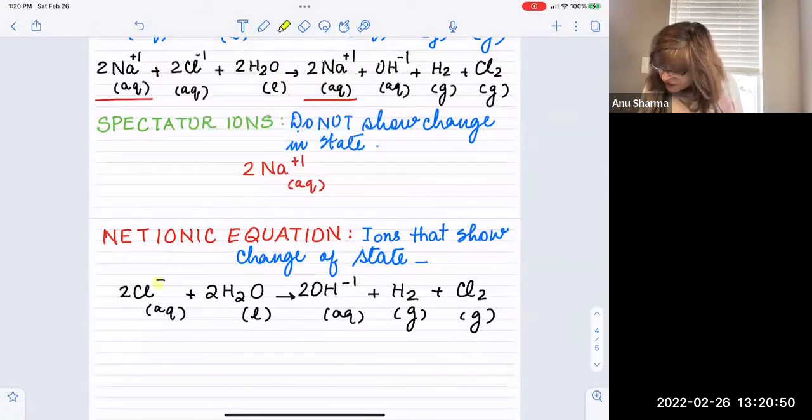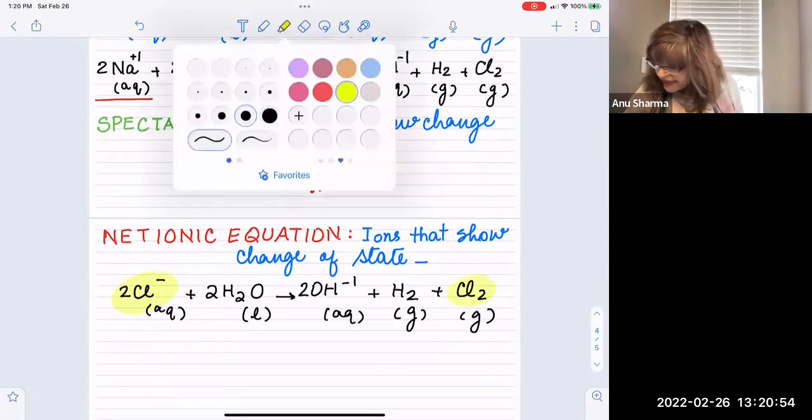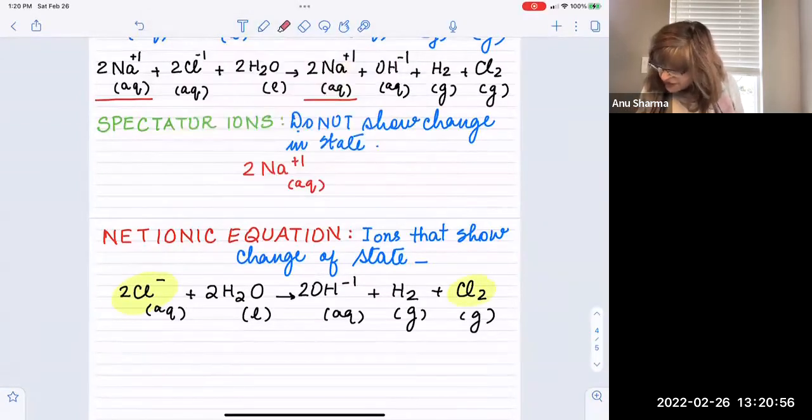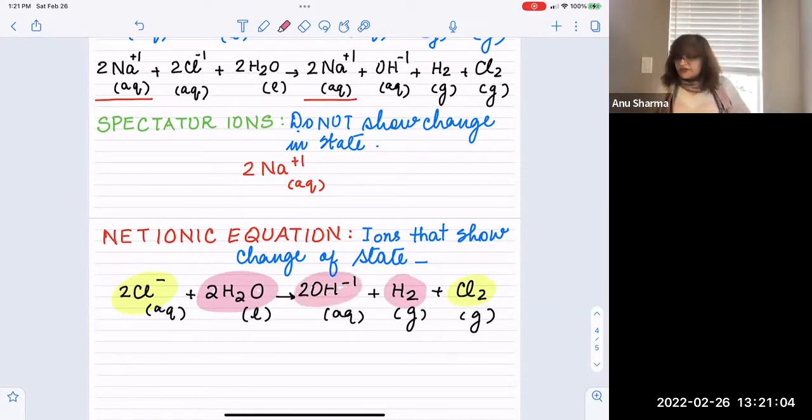So these are the ones that are showing the change of state. As you can see, two chloride ions convert to Cl2, right? And you see that H2O, which is a liquid, has broken into hydrogen as a gas and OH ion. So again, they are splitting up and changing the phase. Okay, so that's the net ionic equation for this.